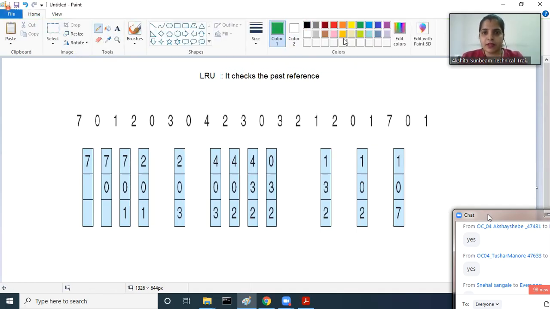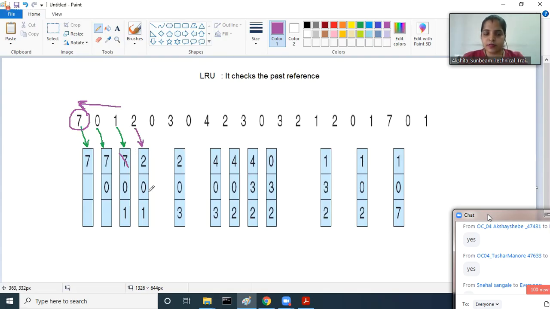First, 7 loaded into the main memory, 0 loaded into the main memory, 1 loaded into the main memory. Now 2 comes. As soon as 2 comes, it will go into the past. Look at the back. If I move towards the past references, which is the page which is least recently used? 7. So this will be replaced with 7, and 2 will be loaded.